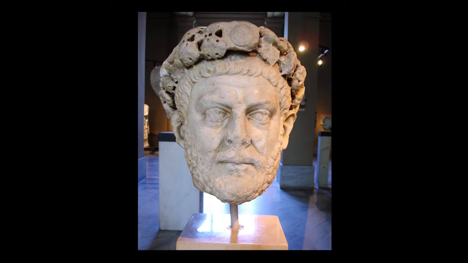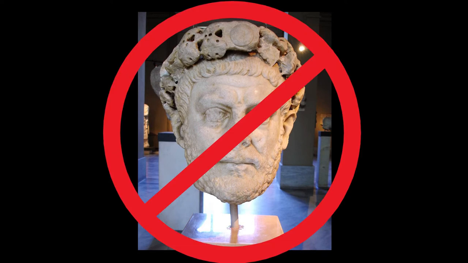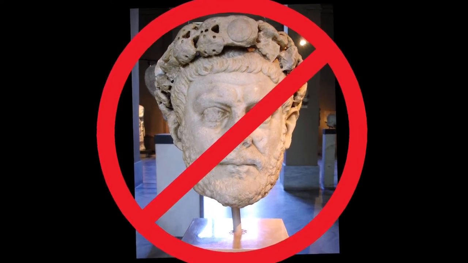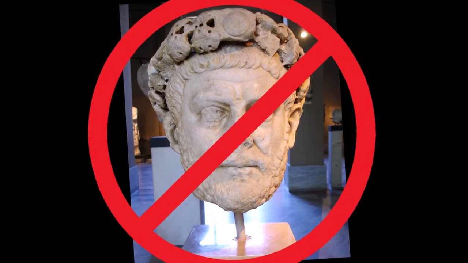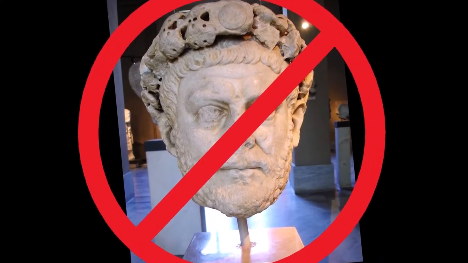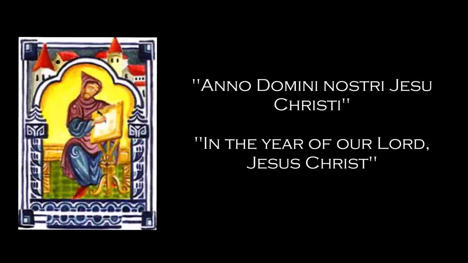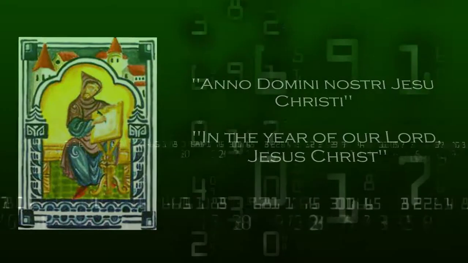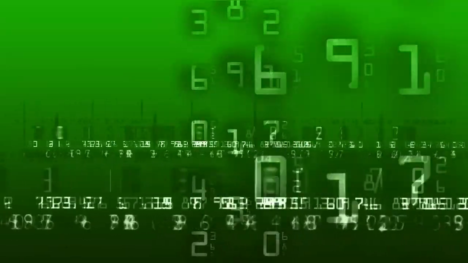Deciding not to give Diocletian any honour whatsoever, Dionysius decided he was going to attach a name to the year that he actually respected. So when he finally finished his work, he declared it as the year 525 in the year of our Lord, Jesus Christ. Now, at this point, the years weren't numbered like we number them. So how did he end up with this 525 number?